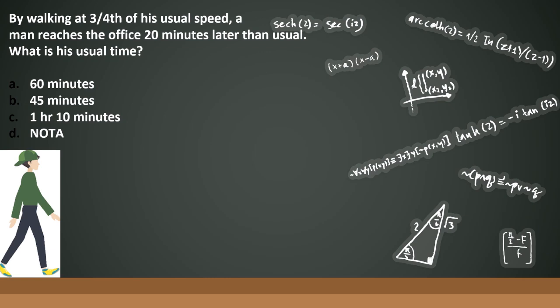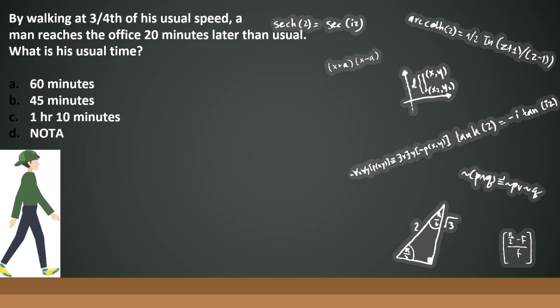So let me just solve this. By walking 3/4 of his usual speed, a man reaches his office 20 minutes later than usual. What is his usual time? So here is a challenge for you to try by the componendo and dividendo, but I'm not going to use the componendo and dividendo here. So let us try the other strategy, by walking 3/4 of the usual speed.